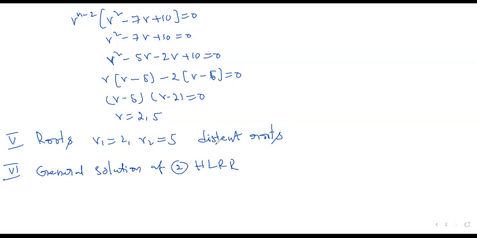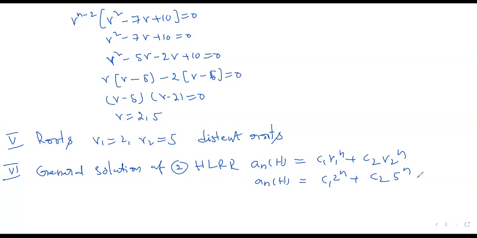In the homogeneous recurrence relation, if the roots are distinct, I clearly told you the formula is C1 r1 power n plus C2 r2 power n. In this formula, an of h equals C1 into 2 power n plus C2 into 5 power n, since r2 means 5. This is our required general solution of the homogeneous recurrence relation. This is equation 4.